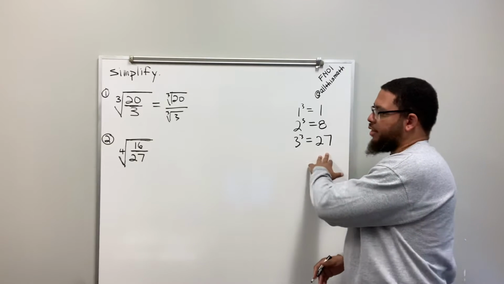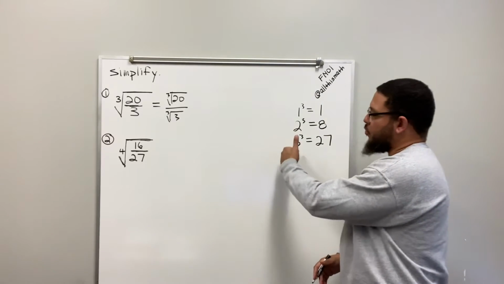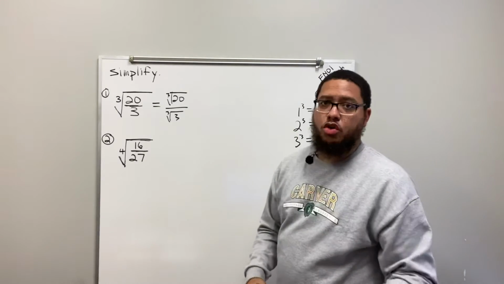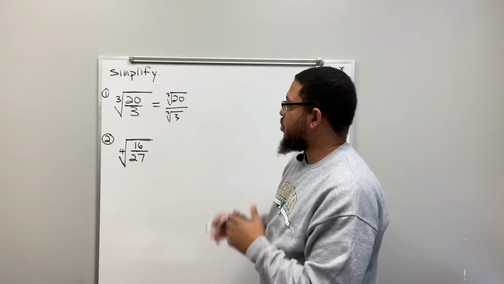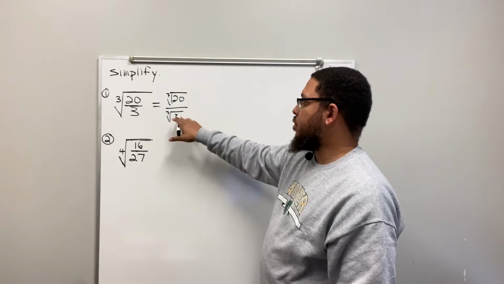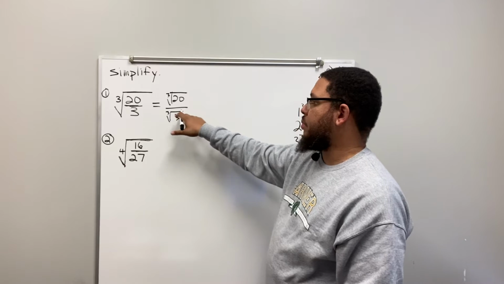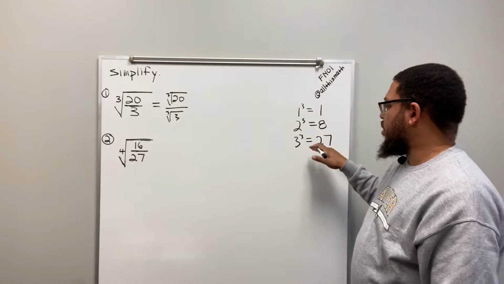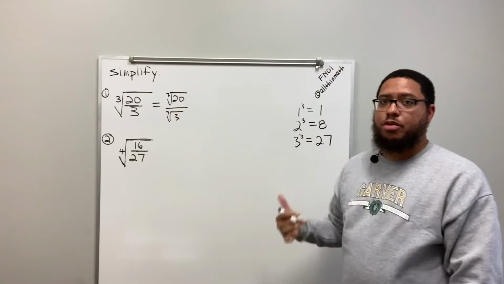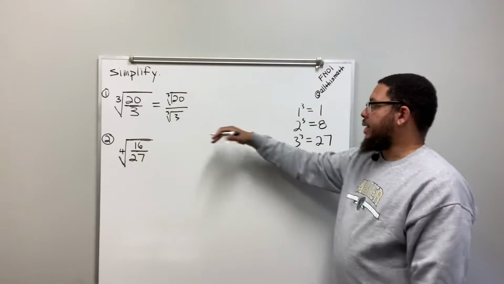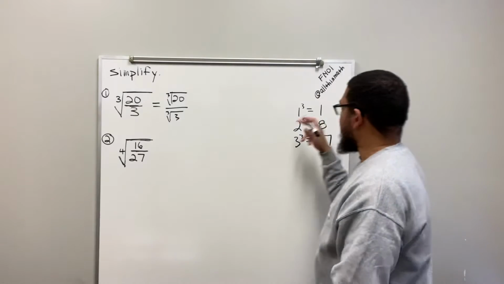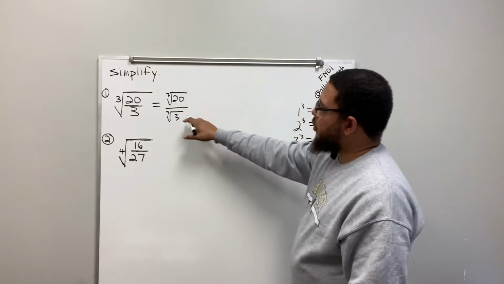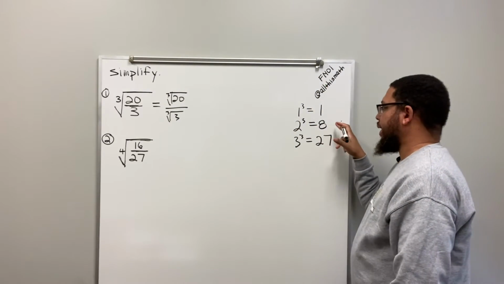You know why I'm going to stop there? I don't need to know what 4 to the 3rd power is. I mean, it's 64, but I don't need to write that down. Because what I told you was we want to figure out what I can multiply by 3 in order to get a product that is a perfect cube. I can't multiply 3 by another whole number to get 1.